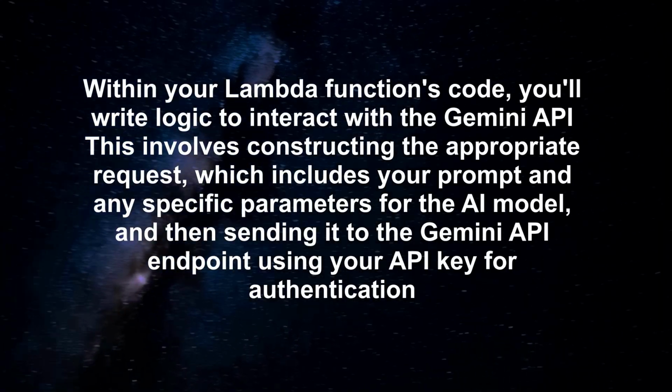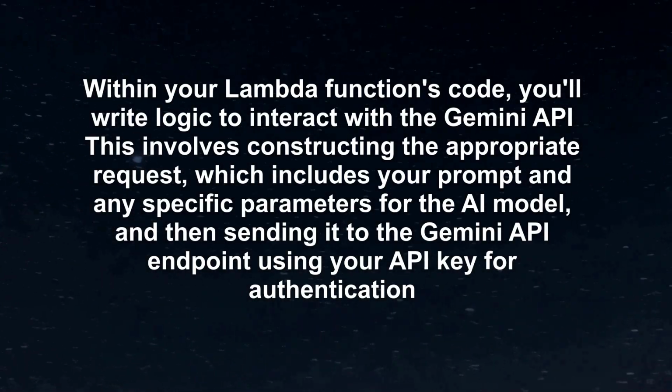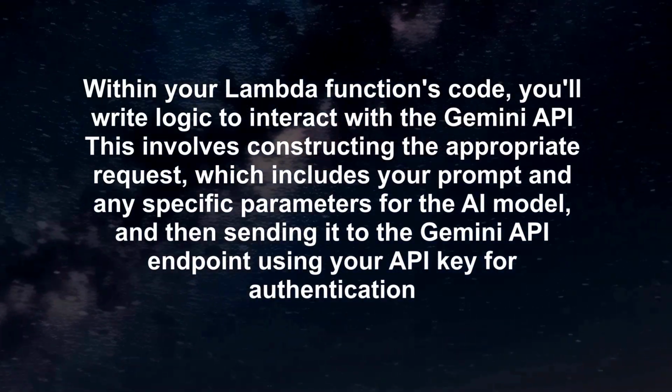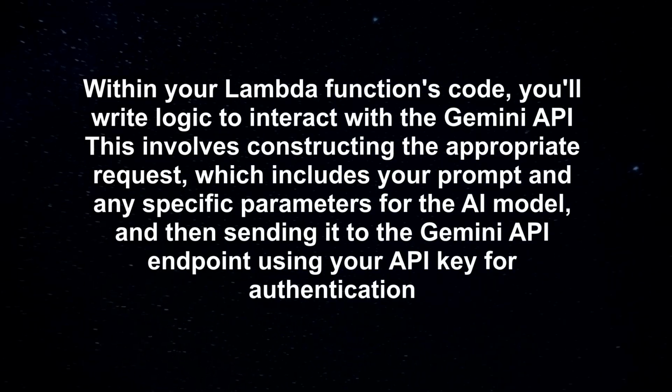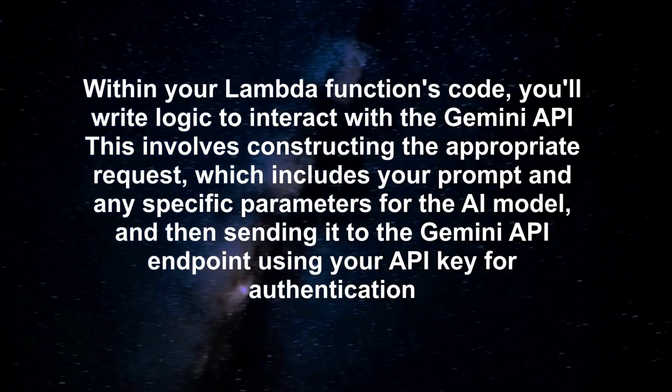Within your Lambda function's code, you'll write logic to interact with the Gemini API. This involves constructing the appropriate request, which includes your prompt and any specific parameters for the AI model, and then sending it to the Gemini API endpoint using your API key for authentication.